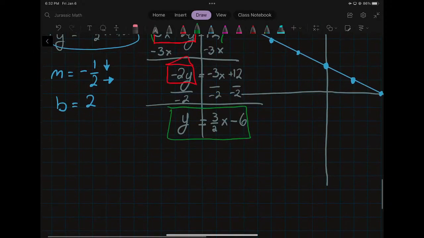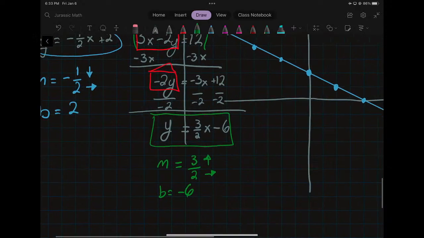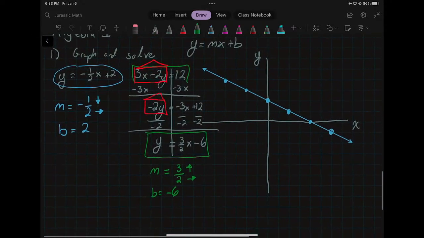And once again, it is now written in slope-intercept form, so I can say m equals 3/2. This is a positive slope, so it's going to go up and then to the right. And our b, our y-intercept, is -6. So I'm going to zoom out again, go to my graph. I'm going to go to -6 on the y-axis. 1, 2, 3, 4, 5, 6. My slope says to go up 3 boxes, then go to the right 2. So 1, 2, 3, 1, 2, put a dot. 1, 2, 3, 1, 2, put a dot.